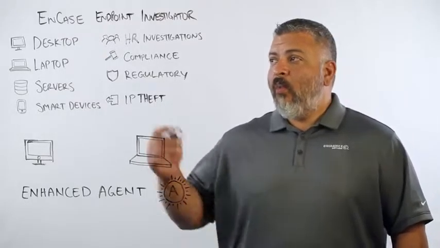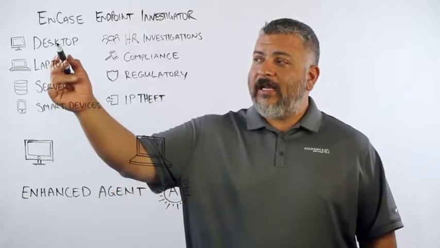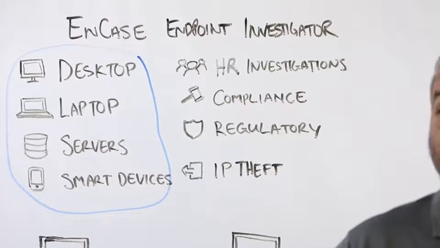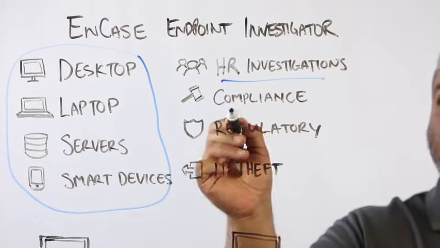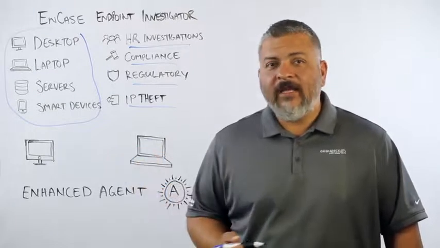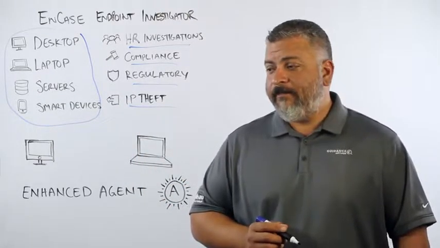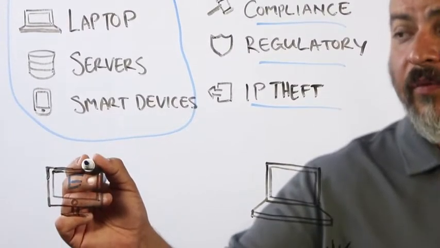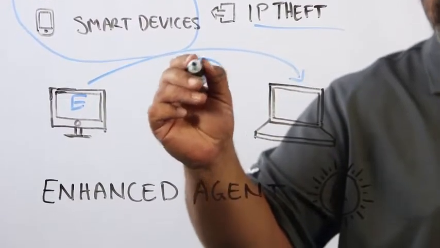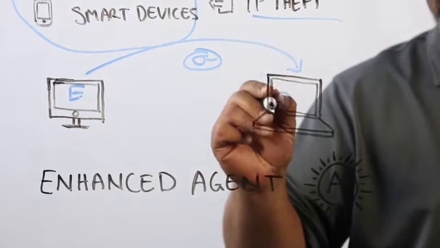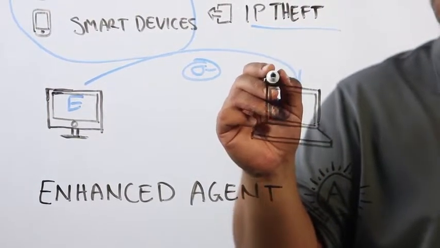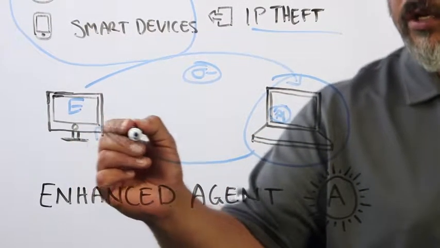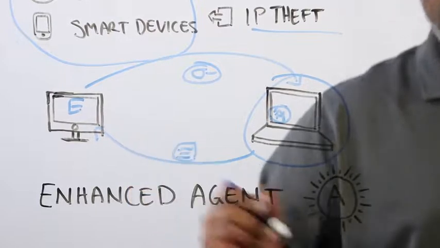So let me explain. With EnCase Endpoint Investigator, you're able to search and collect data from desktops, laptops, servers, and smart devices. And that's going to help you meet all of your internal investigation needs, whether they be HR, compliance, regulatory, IP theft, anything that might require you to search and collect data from your endpoints. Generally, how this product works is you create search criteria using the EnCase Endpoint Investigator software, and you send that to the endpoint, which has the EnCase agent installed. The agent searches the endpoint, collects files that are responsive to it, and sends that back to you. So those files are available for you to complete your investigation.